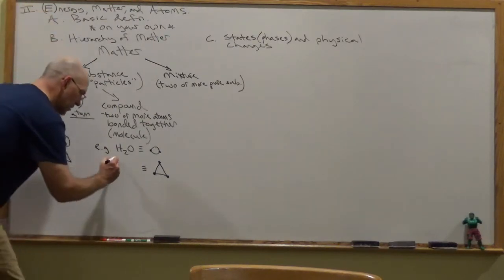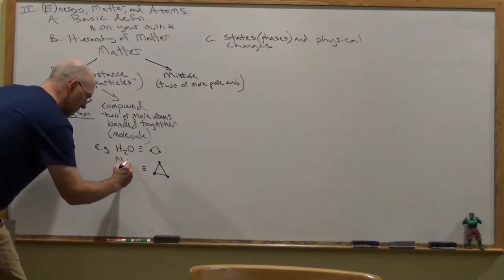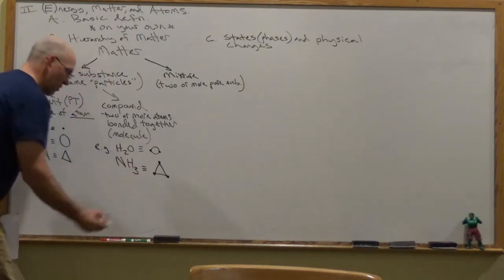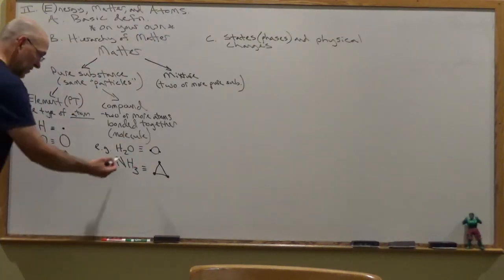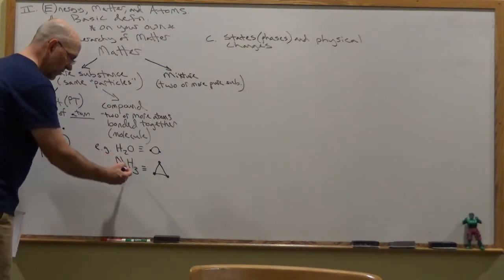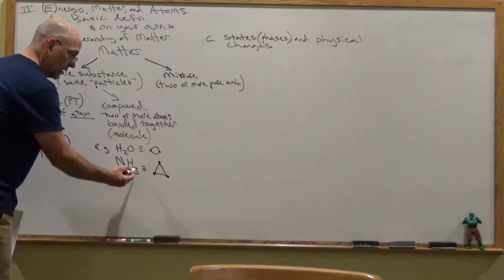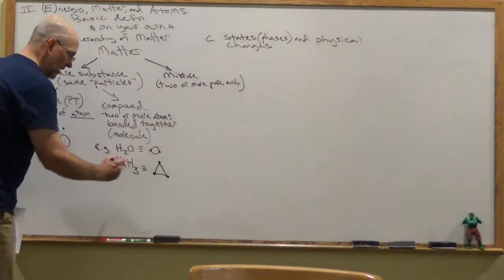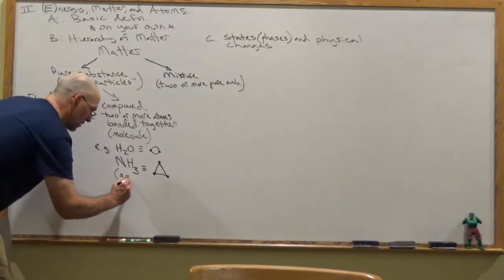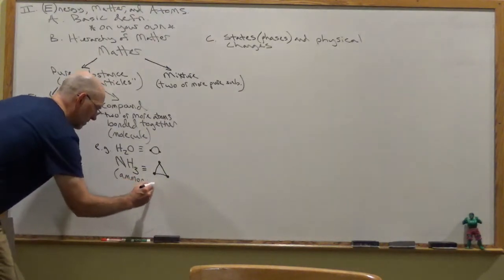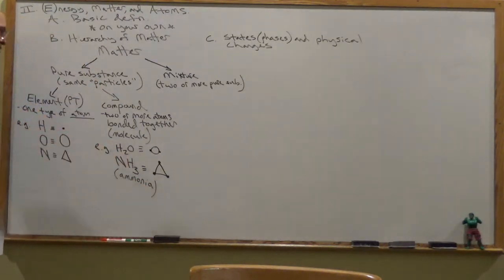We represent the chemical formula. By the way, these are the element symbols. These are chemical formulas: H2O, NH3. 2 hydrogens, 1 oxygen; 1 nitrogen, where the 1 is understood, and 3 hydrogens. And this is actually ammonia. There's a more systematic name for that, but for historical reasons, it is called ammonia. So those would be examples of compounds.